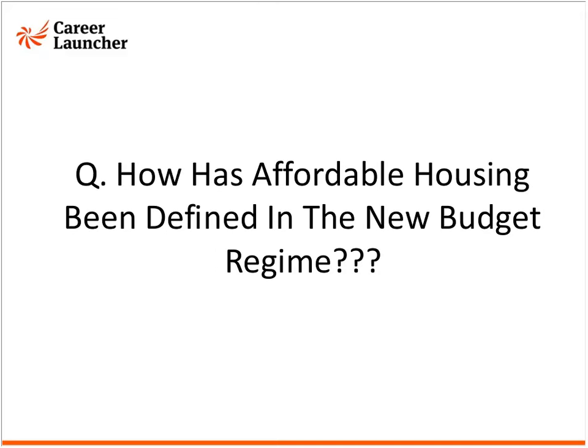Coming to how has affordable housing been defined in the new budget regime? Uttam, it will not be dependent upon the income. So be clear, it will be dependent upon the house that he is trying to buy. If that house is 30, yes. So as Abhishek has put in the answer, it's dependent upon the square meters of the house that you're trying to buy, 30 square meter and 60 square meter.